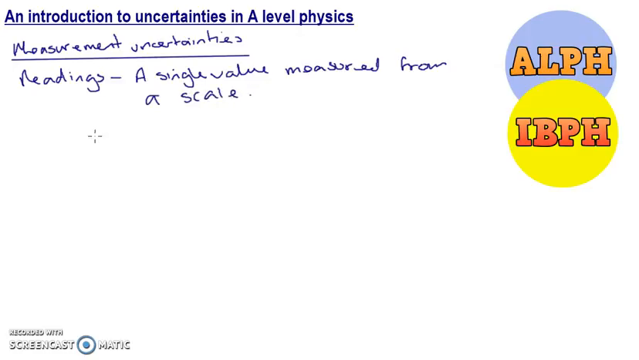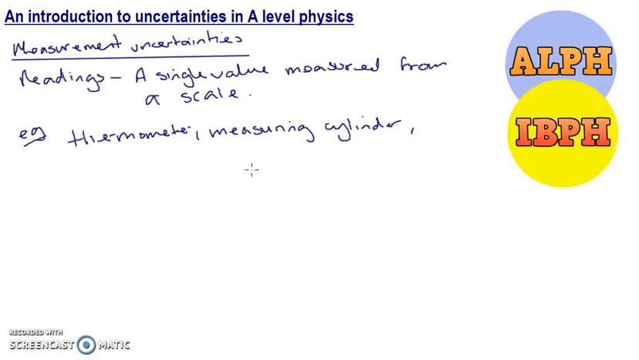So examples of when we might take a reading include a thermometer or a measuring cylinder. These are things where the zero value is known. So we don't measure a zero value.